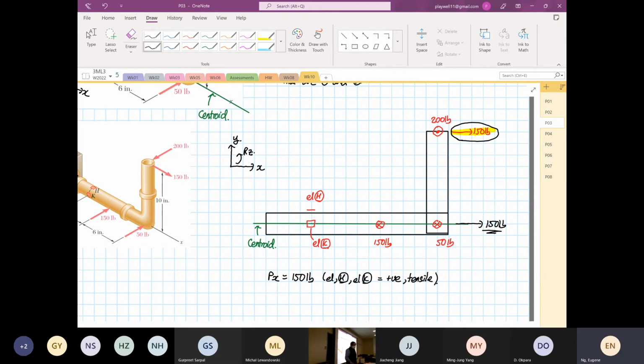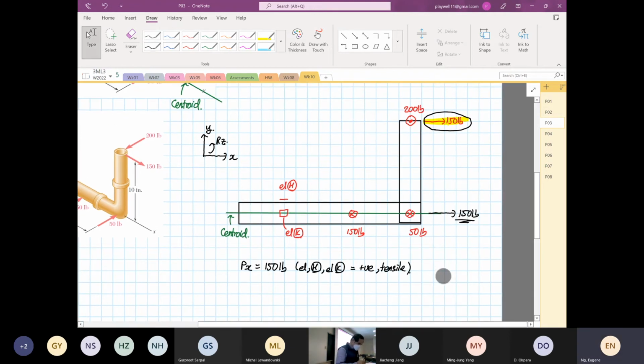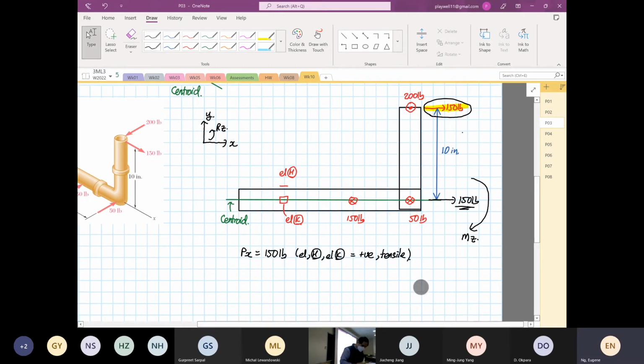Okay. Then you look at the moment, right? The moment is going to induce is in this direction. Yes? So this is moment in the z direction. Okay? So we look at the perpendicular distance now. This is the perpendicular distance. Okay? So the perpendicular distance is towards the what? The centroid. And that distance we are given as 10 inch. So therefore, we can calculate Mz.